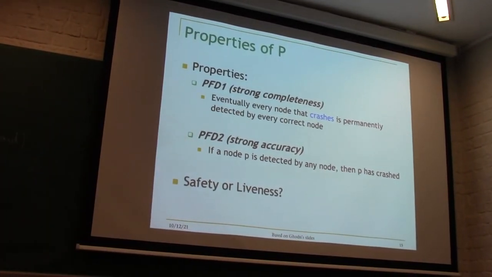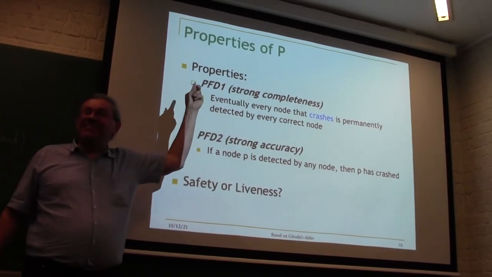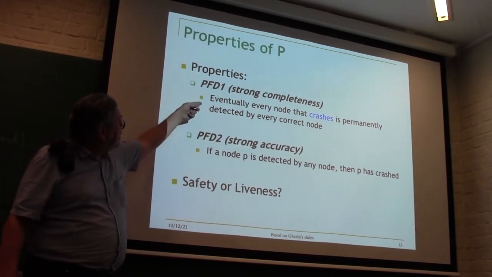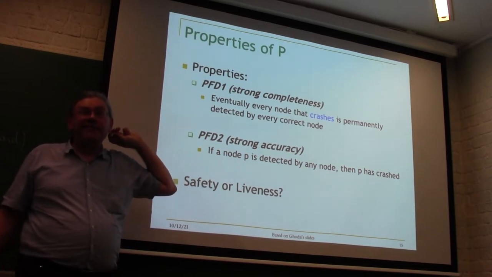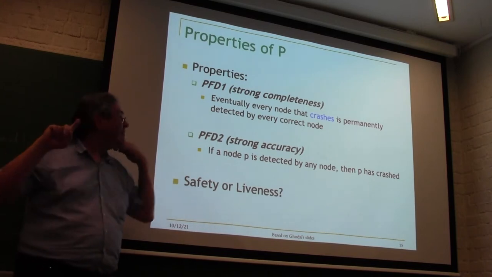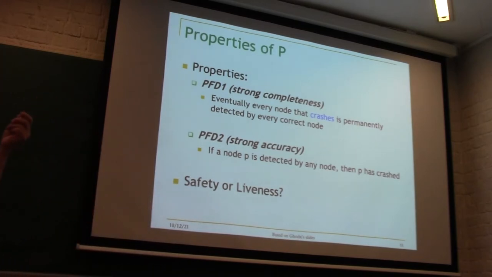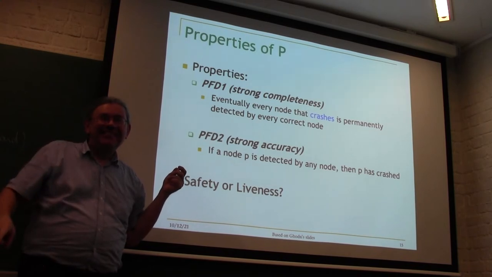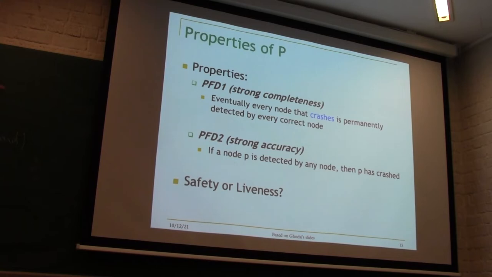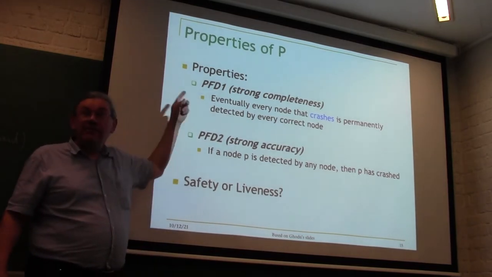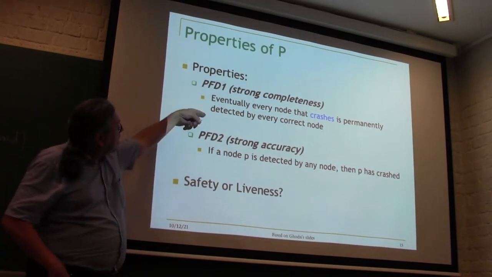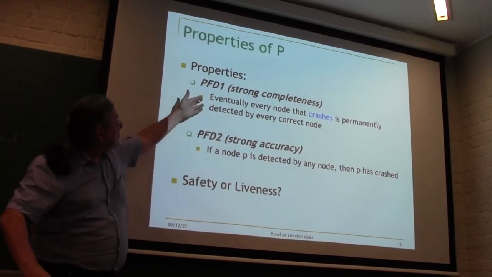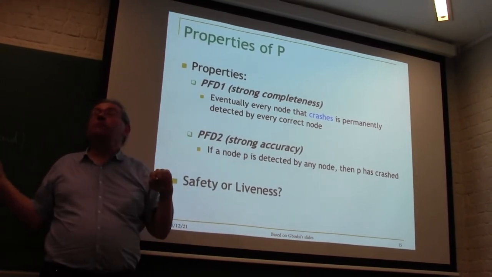Now I want to play the safety-liveness game again. In a nice specification, all properties are going to be either safety or liveness. Usually I won't combine them. So PFD1, safety or liveness? Liveness, why? Are you sure about that? Yes, that's liveness. Why is it liveness? It cannot be broken in finite time. It's permanently detected, and the only way to break it is through an infinite execution. If over the whole execution you never detect the crashed node, then you've broken it. That's a typical liveness property.